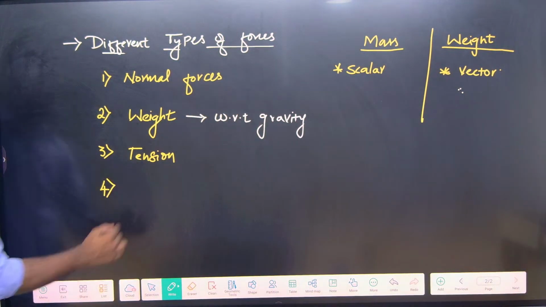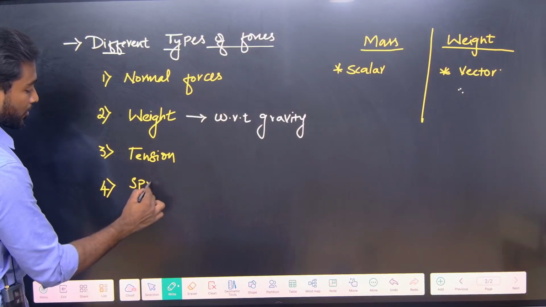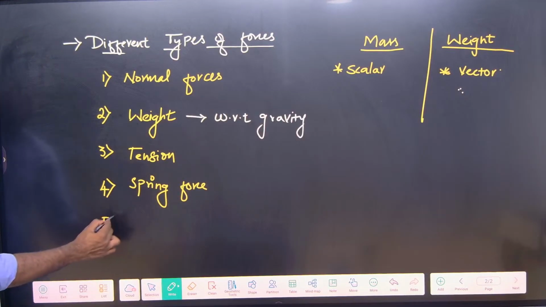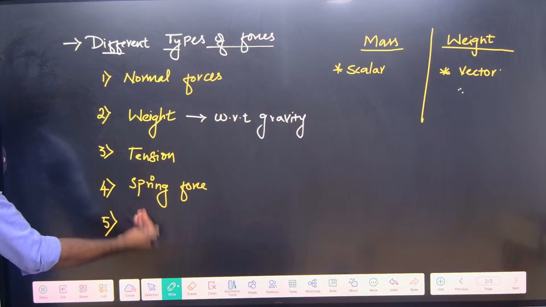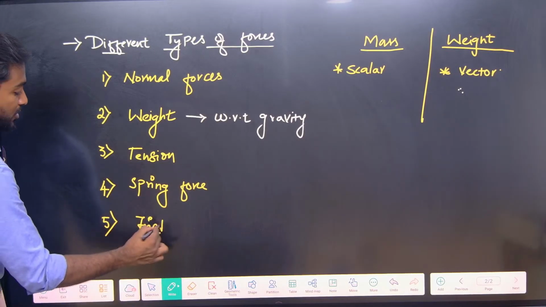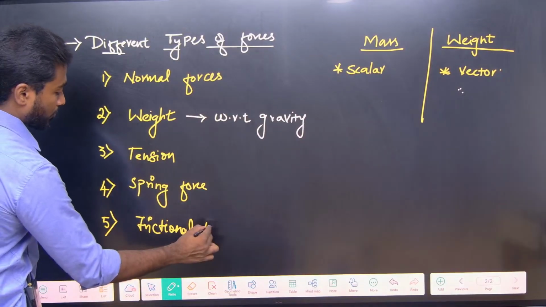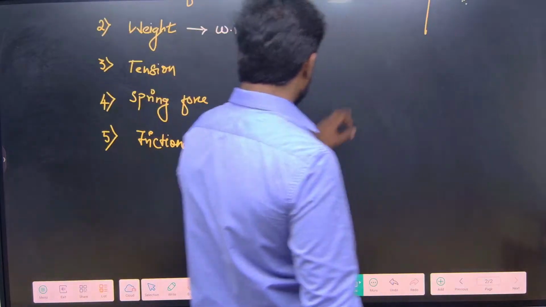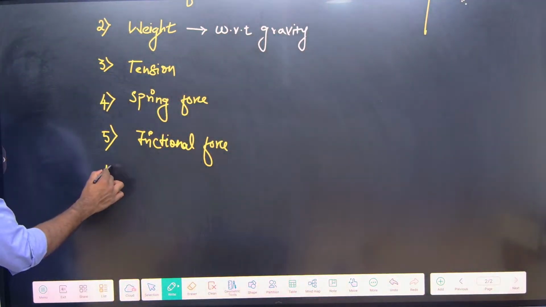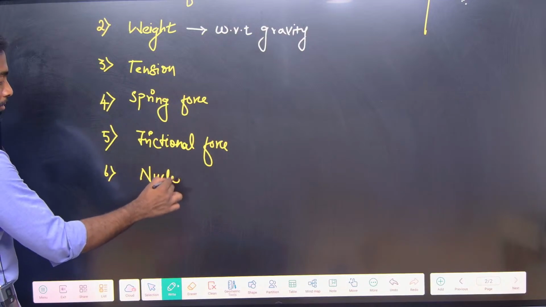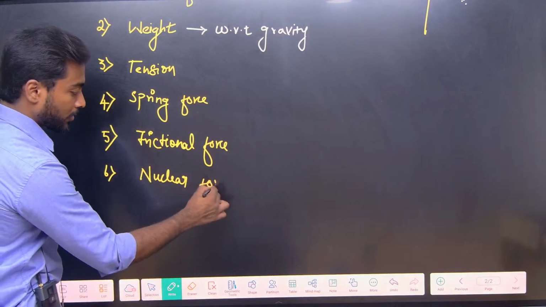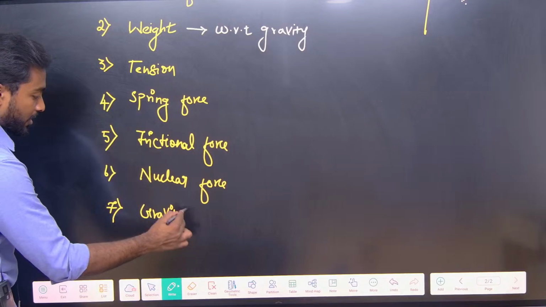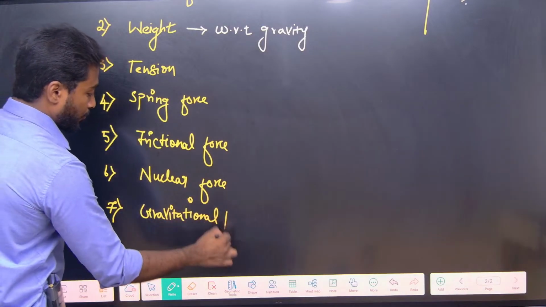Fourth one is spring force, and fifth one we'll talk about, frictional force. Sixth one, nuclear force. Seventh one, gravitational force.